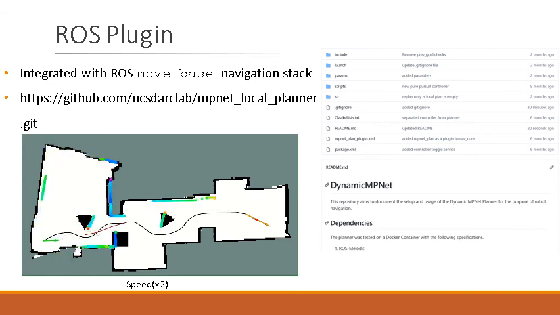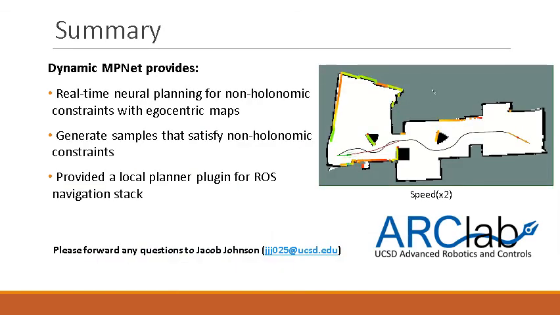We have also integrated Dynamic MPNet as a local planner with a ROS move-based navigation stack. For more instructions to install the package, please visit the following GitHub page. To summarize, we have proposed a new algorithm that can solve a real-time motion planning problem for non-holonomic robots. This method is more reliable than traditional methods and is more efficient to train compared to motion planning networks. We have also provided a ROS plugin that seamlessly integrates with the ROS navigation stack.